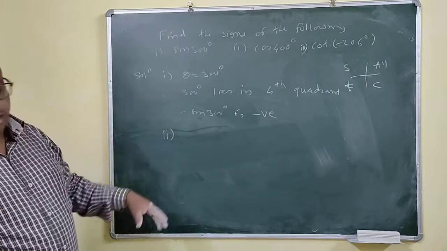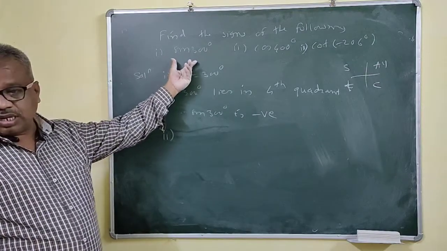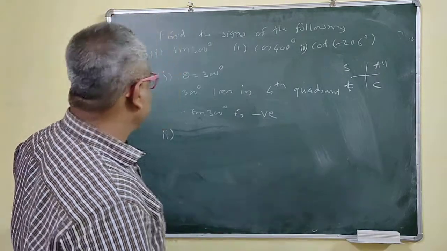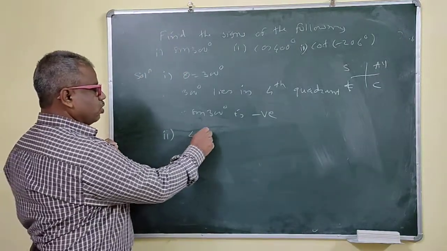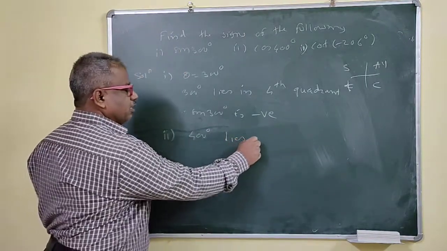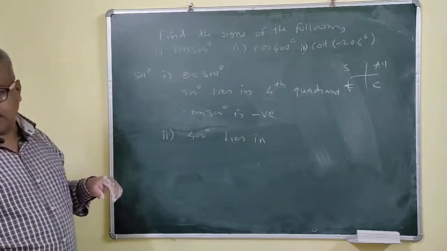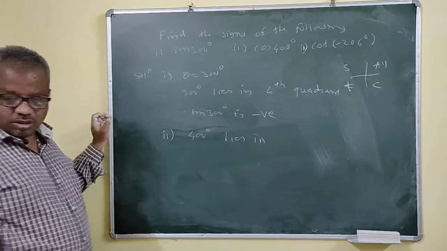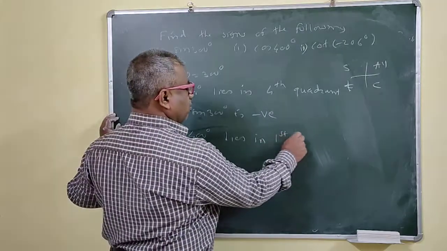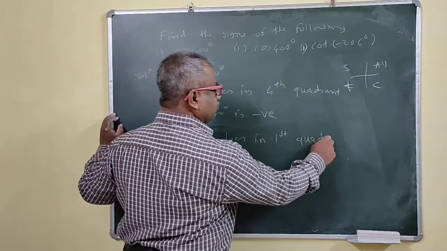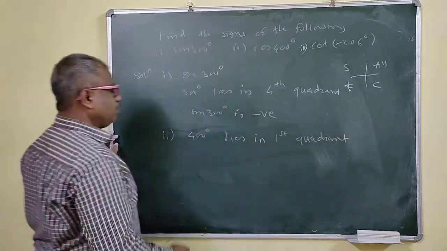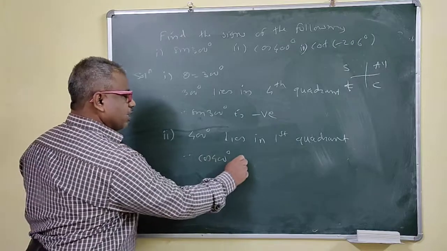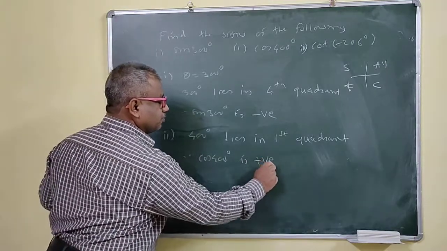That means the trigonometric ratio depends on the quadrant. So 400 degree lies in which quadrant? After 360 there is a complete rotation, so it is in the first quadrant. Therefore, cos 400 degree is positive.